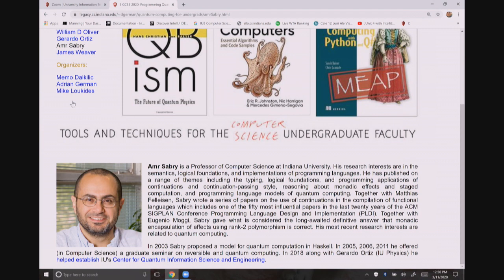As I mentioned, they've been working together for a long time. He proposed the model for quantum computation in 2003 in Haskell. He had a graduate seminar that he taught three times, and then the school got an engineering department, and the campus got a quantum science and engineering center, and now we have an undergraduate course in quantum computation that Amr is teaching.